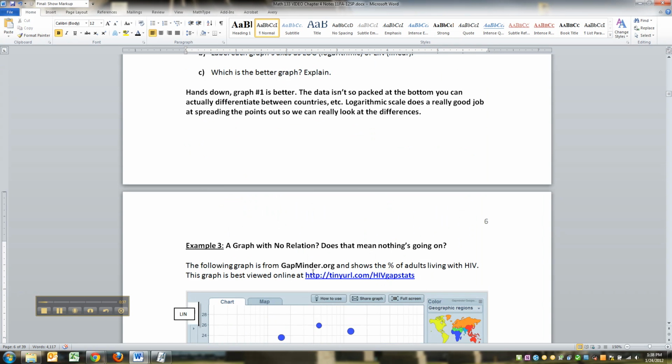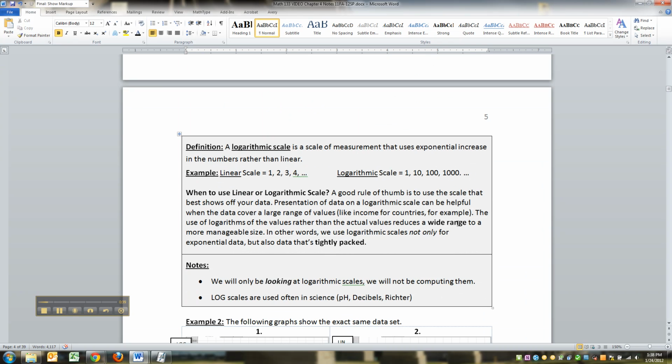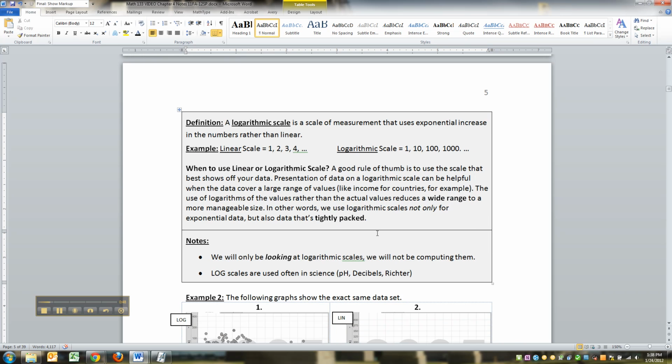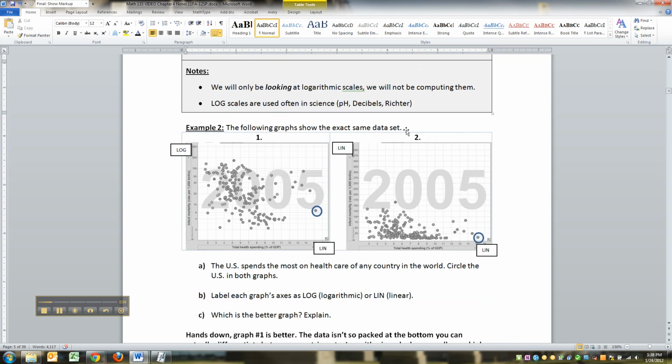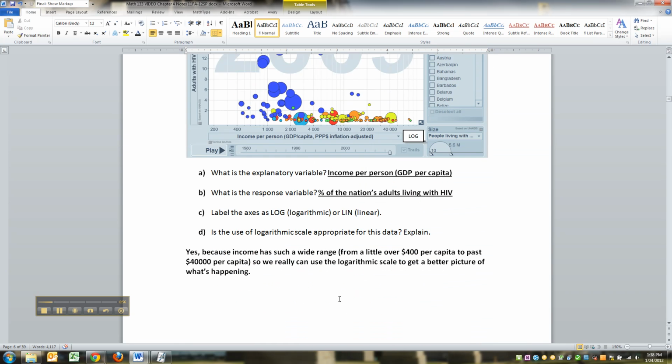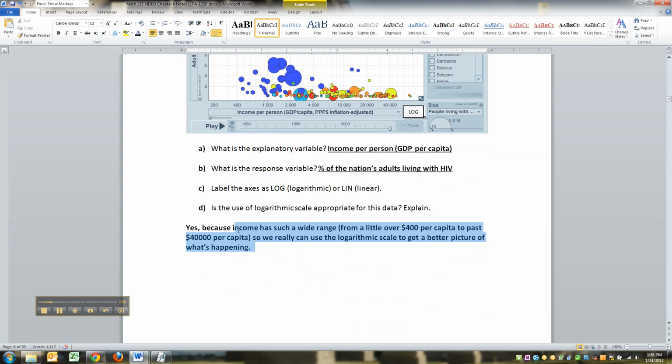And remember, we said back here, you use logarithmic scale for two things. One, when you have a very wide range of your data, right? From very low numbers to very high numbers, right? And two, when your data is tightly packed. And sometimes when it's both, because those things can often go together, wide range and tightly packed. Okay, so yes, it's very appropriate in this instance, as it often is with income or other demographic things like that, to use a logarithmic scale to get a better picture of what's happening.